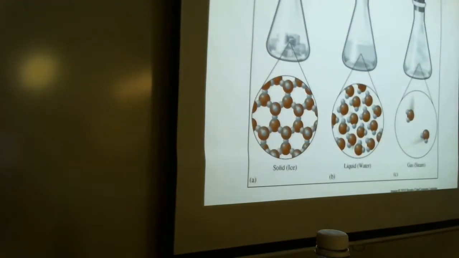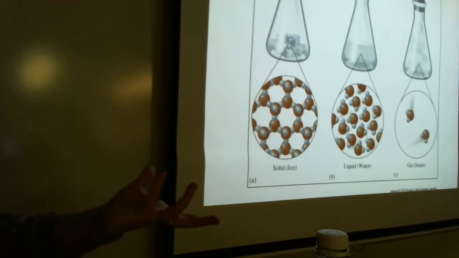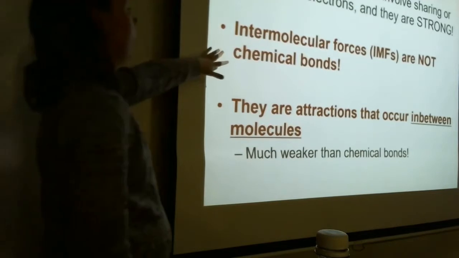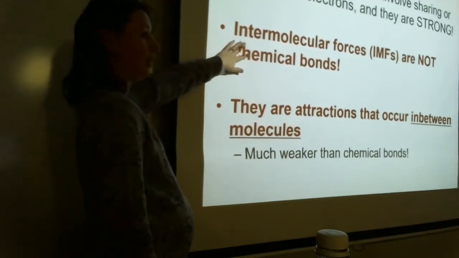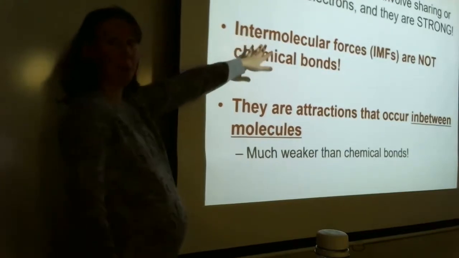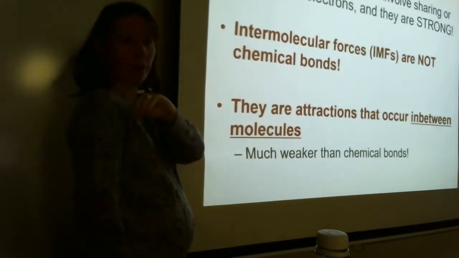All right, so here are pictures of water in its three states. And again, it varies based on substance. Each substance is going to have unique intermolecular forces. That's why each substance has its unique boiling point. Okay, so like I just said, they are not chemical bonds. They are not covalent chemical bonds, okay? It takes way more energy to break a bond than it does to overcome an intermolecular force.